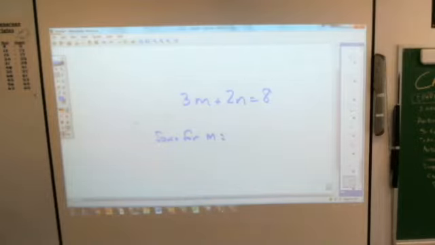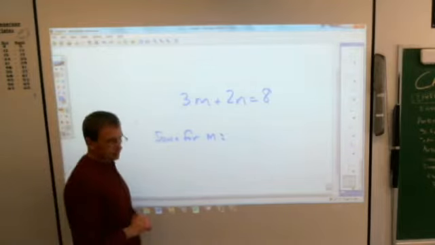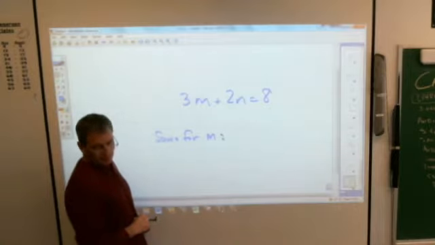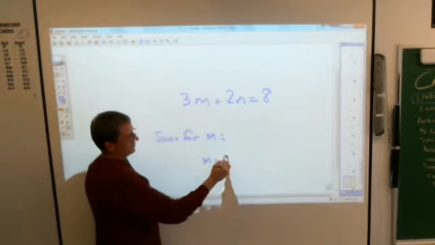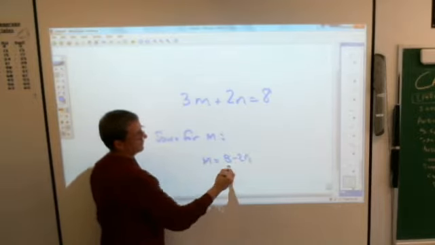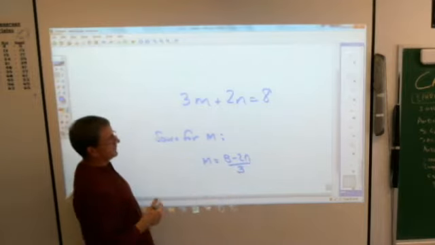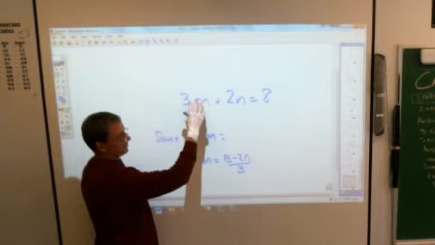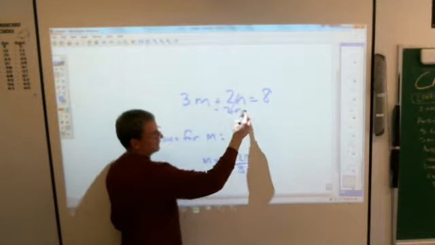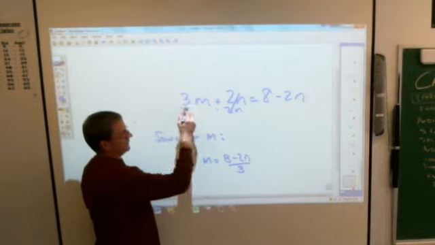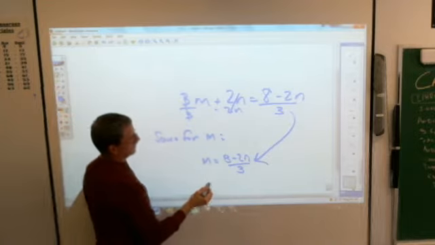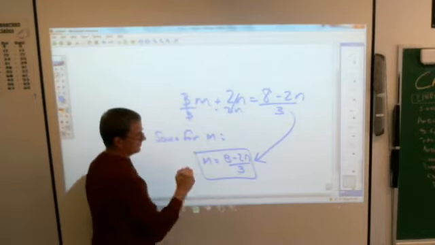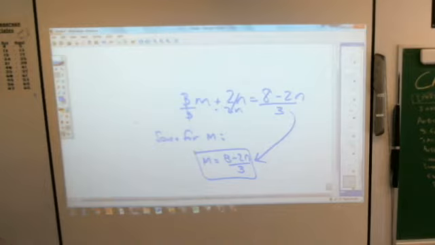We got one? Who wants to jump on board that? Emma Miller, what'd you come up with? M equals 8 minus 2n over 3. Yeah, that looks probably like a winner to me. You want to get this by itself, but you got to get rid of this first, so you subtract 2n. I subtract 2n. I divide by 3. 8 minus 2n over 3. That doesn't seem so bad, does it? What would you say, yes or no?